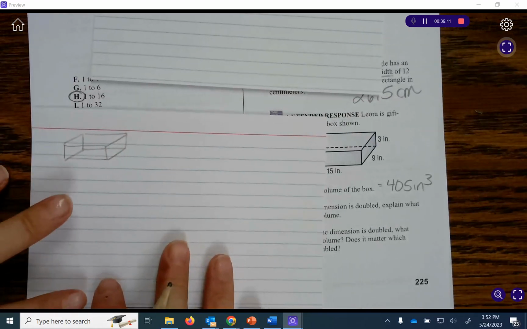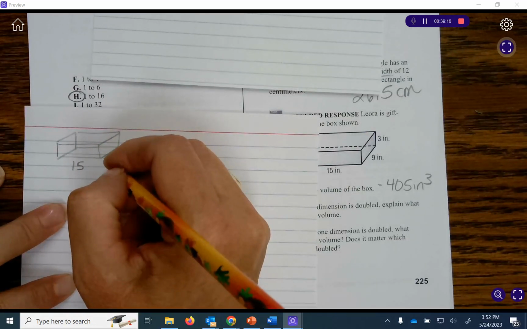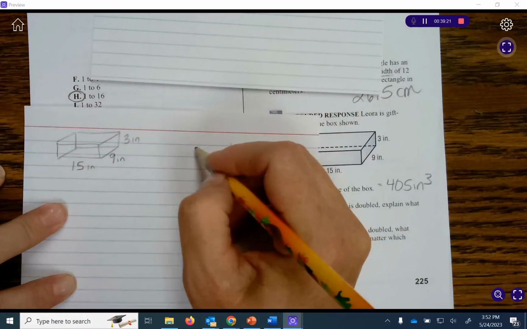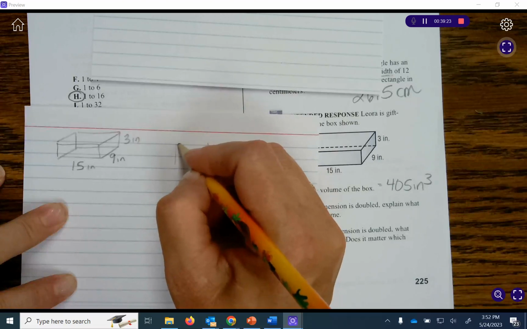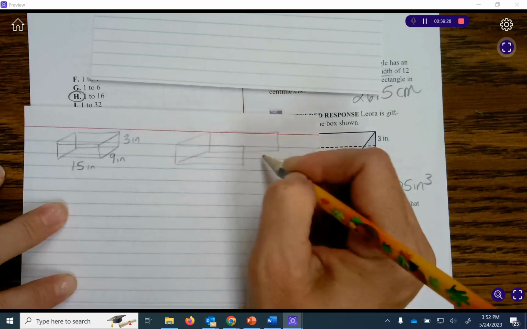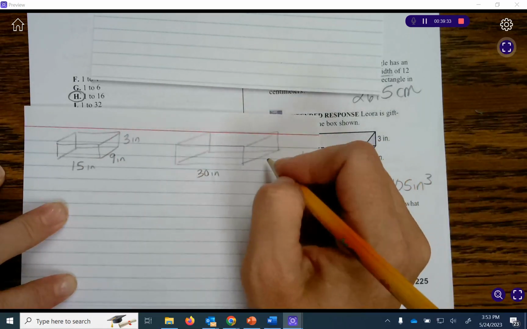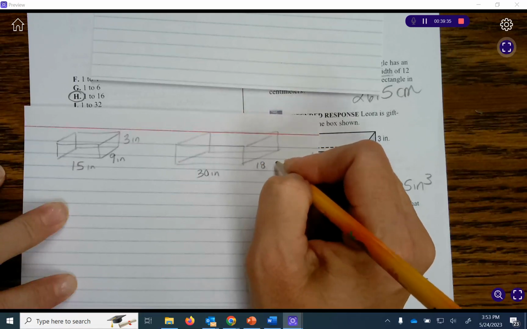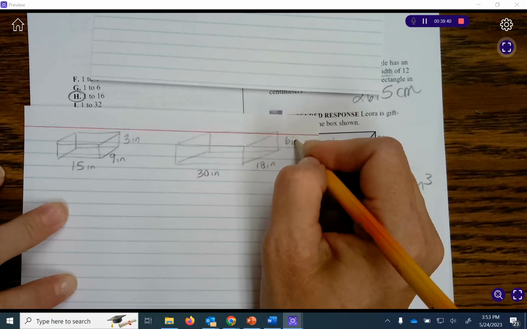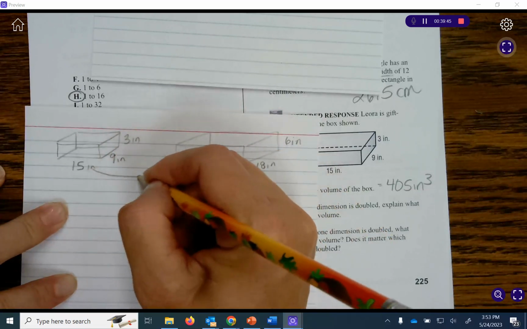All right, so we have 15 by 9 by 3. And then we're going to make it bigger. We're going to double it, so that's 30 by 18 inches by 6 inches, doubling, times 2, right? This is times 2.